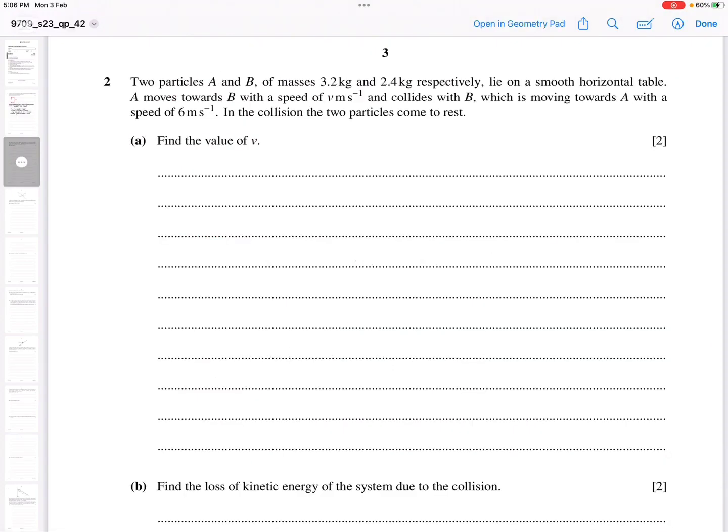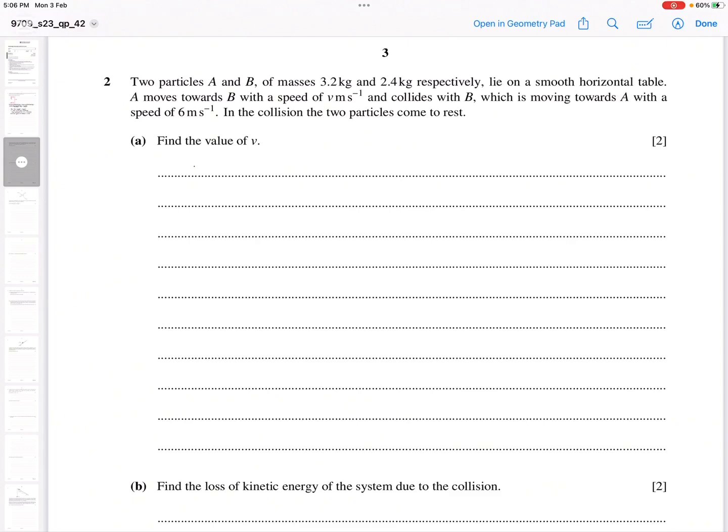In question number 2, two particles A and B of masses 3.2 kg and 2.4 kg respectively lie on a smooth horizontal table. A moves towards B with the speed of v meter per second and collides with B, which is moving towards A with the speed of 6 meter per second. In the collision, the two particles come to rest. Find the value of v.